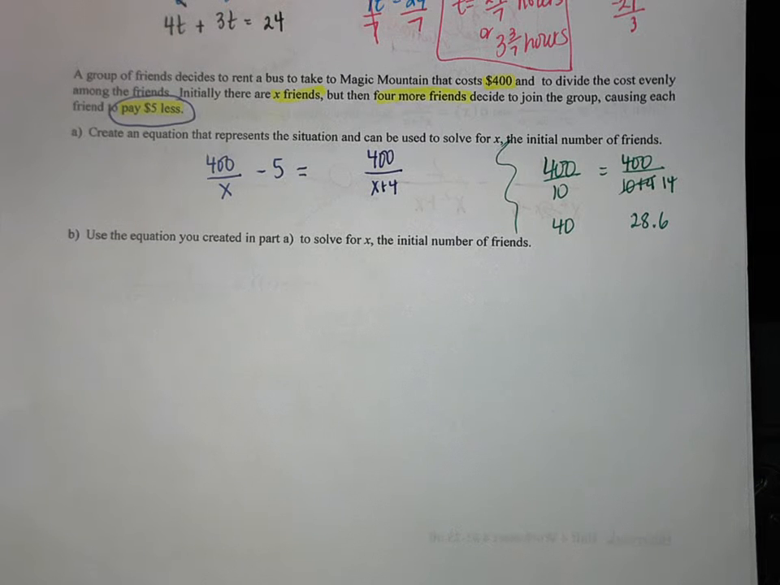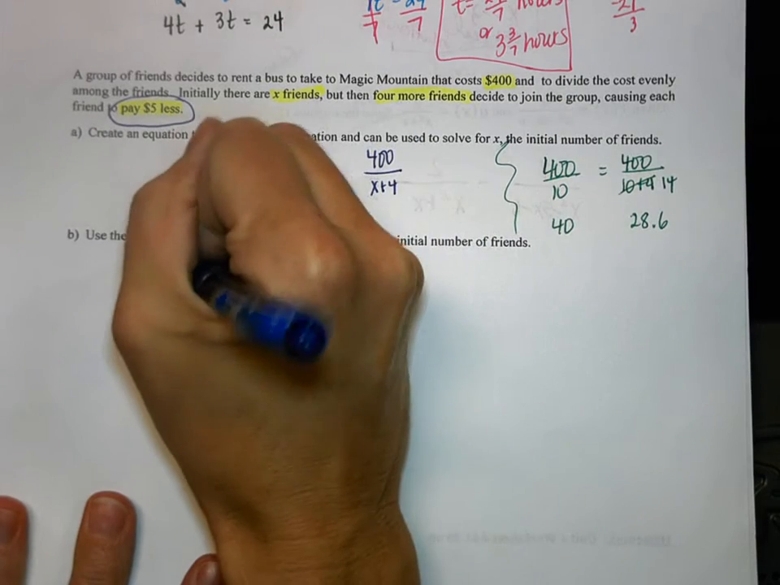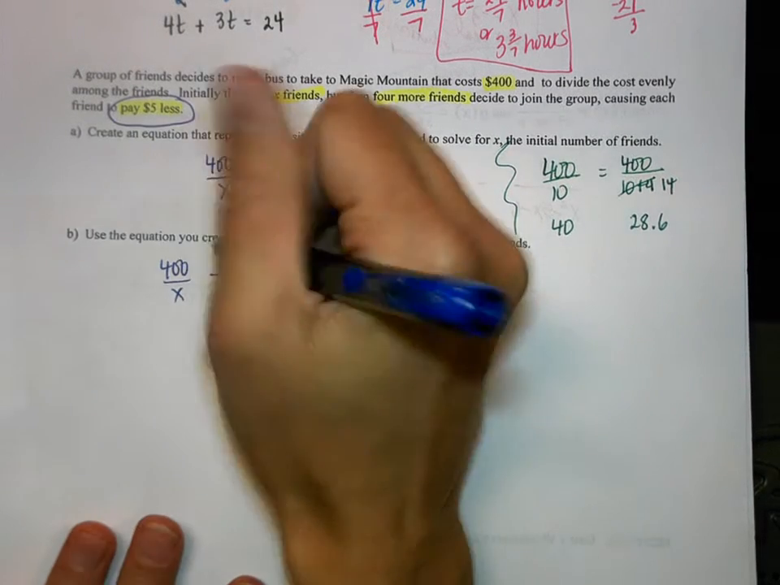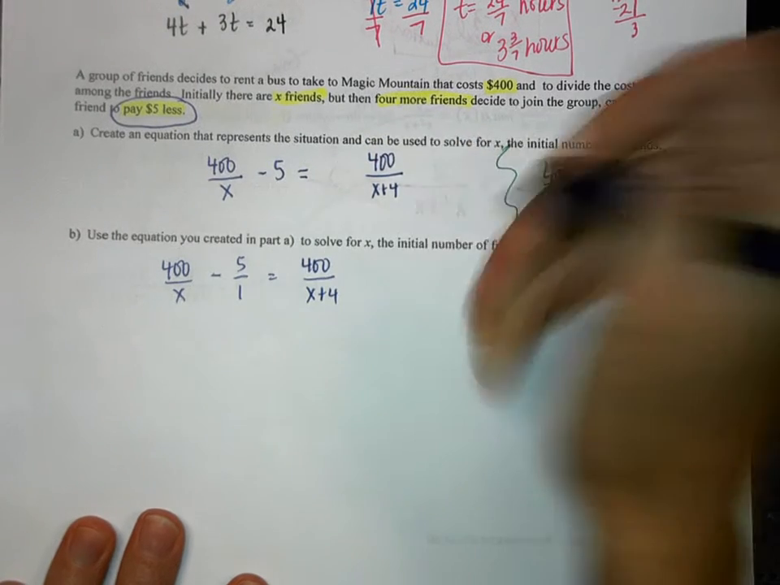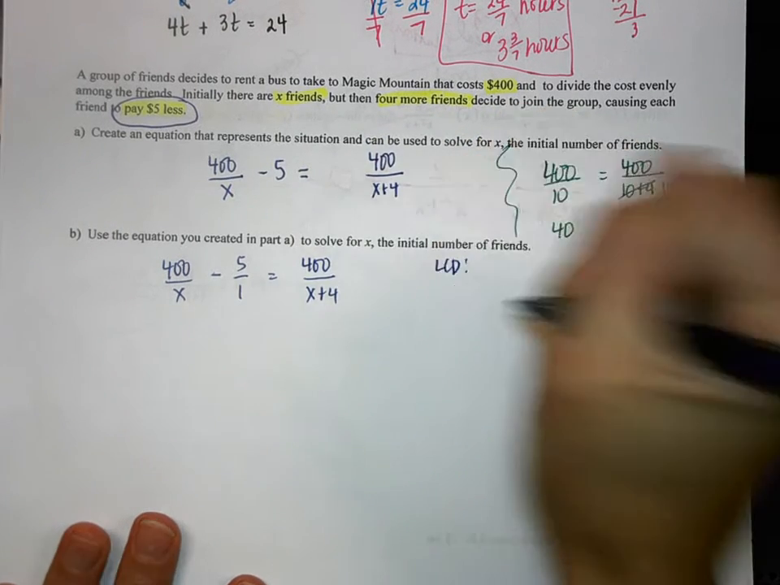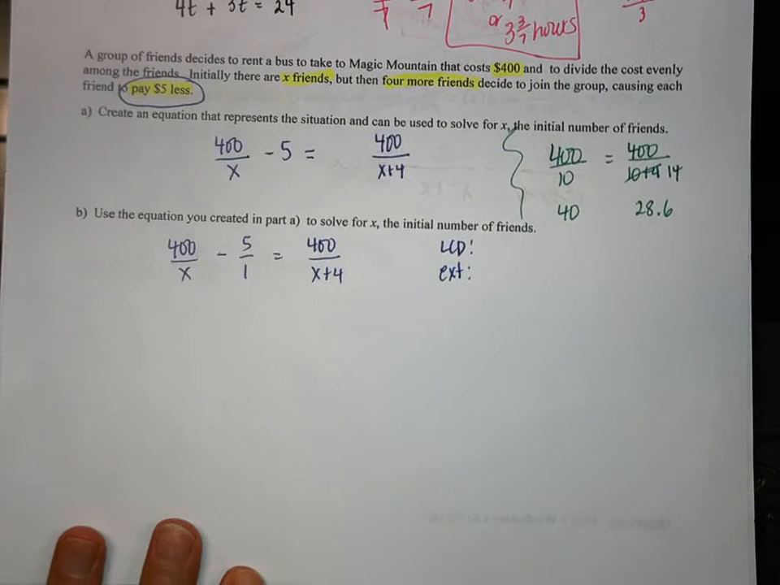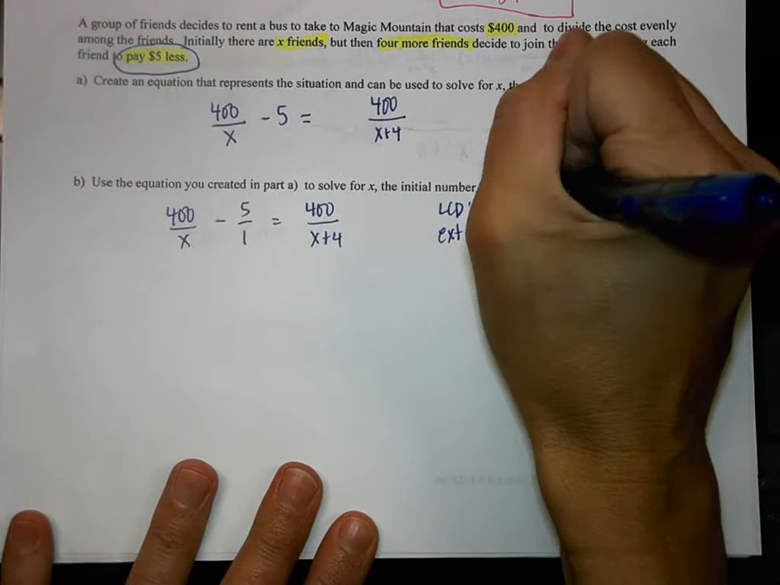Okay, we've created our equation. Now what are we going to do to solve it? Just similar to the previous problem, what should we find when we have these? LCD. So I'm going to rewrite this problem. So we have 400 over X minus, I'm going to put 5 over 1 so I can see that it's also a fraction there, equals 400 over X plus 4. Okay, so we need to find our LCD and also if there are any extraneous solutions. What will be my LCD for this problem? Well done. X times x plus 4.